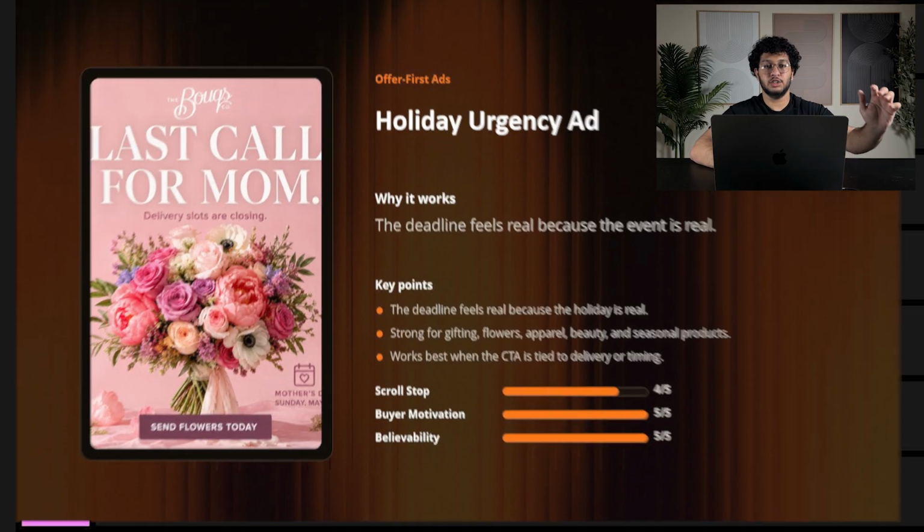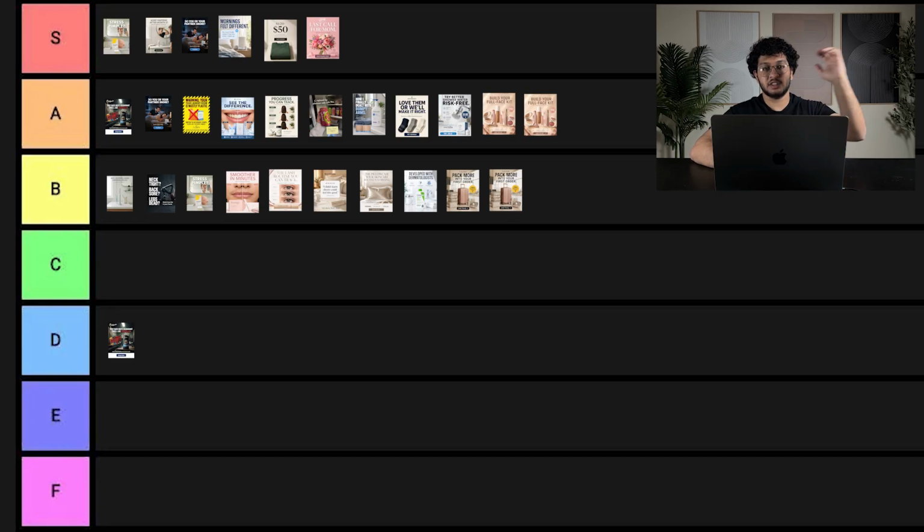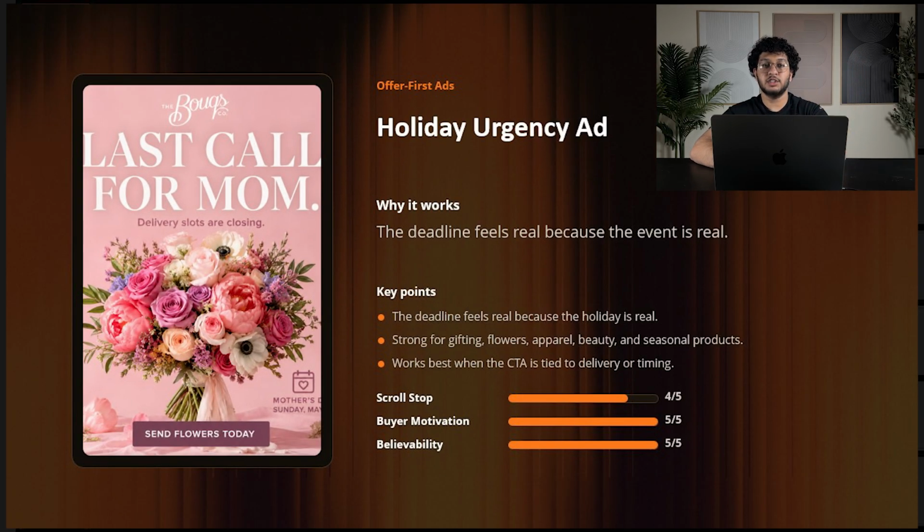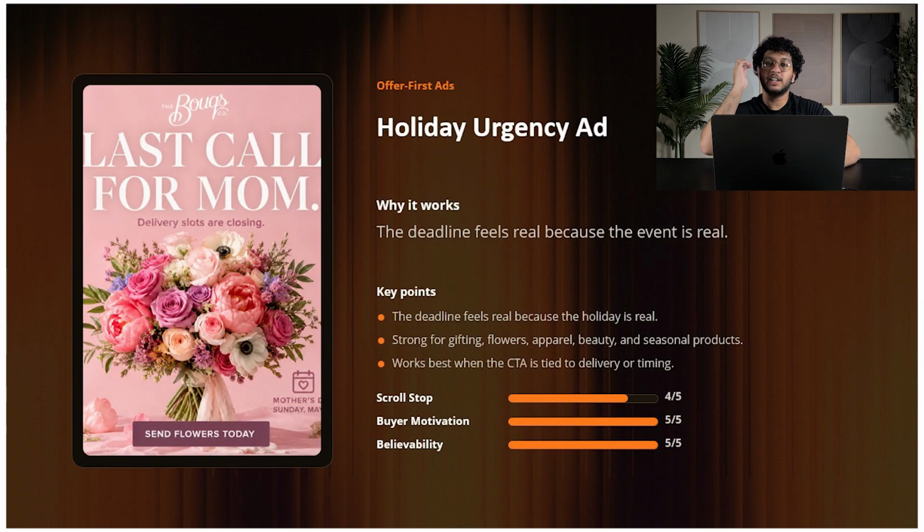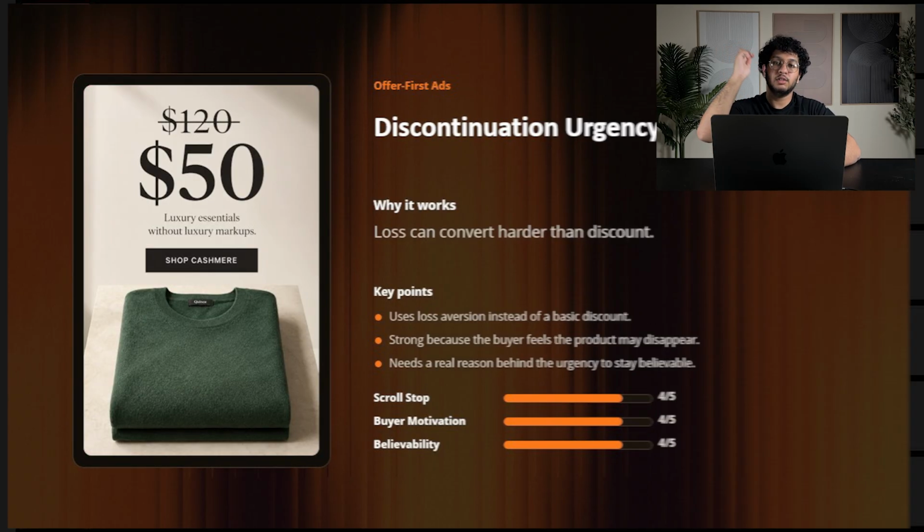Next is Holiday Urgency. Holiday Urgency is S tier. This is one of the best urgency formats because the deadline is real, like Mother's Day, Black Friday, Valentine's Day, or holiday shipping cutoffs. You don't have to invent scarcity. The event creates it for you. This makes urgency believable. And when urgency is believable, it converts. S tier.